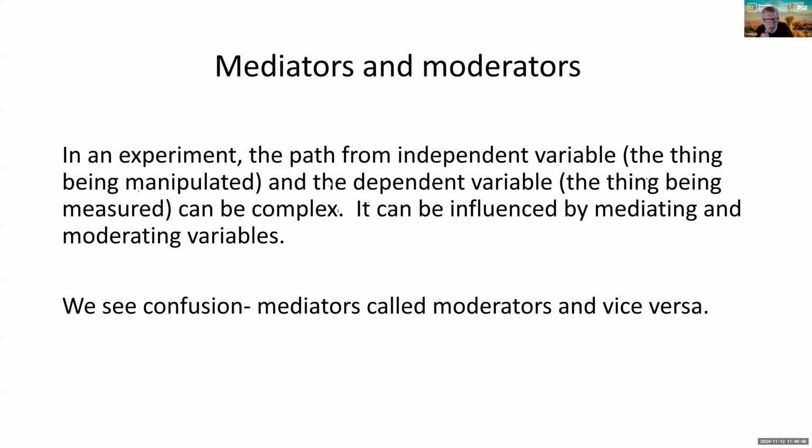And I'll just read: in an experiment, the path from the independent variable, the thing that's being manipulated, to the dependent variable, the thing that you're interested in looking at, can be really complex, and it could be influenced by variables. We can call them mediators and moderators. We see confusion routinely between mediator and moderator. Sometimes the mediator is called a moderator, and vice versa. So these are becoming increasingly popular terms. Indeed, this adds a level of sophistication to your analysis. Let's just take a closer look. Let's go to the next slide, please.